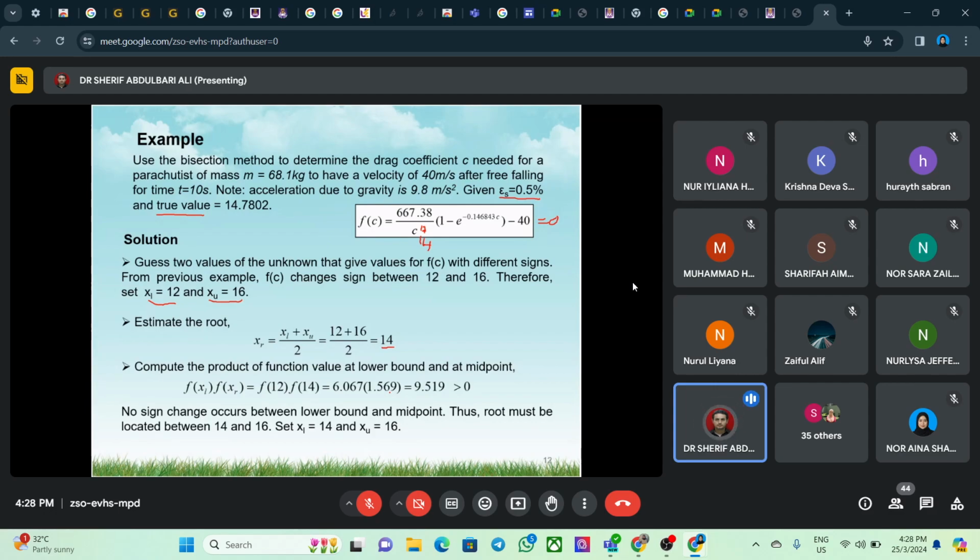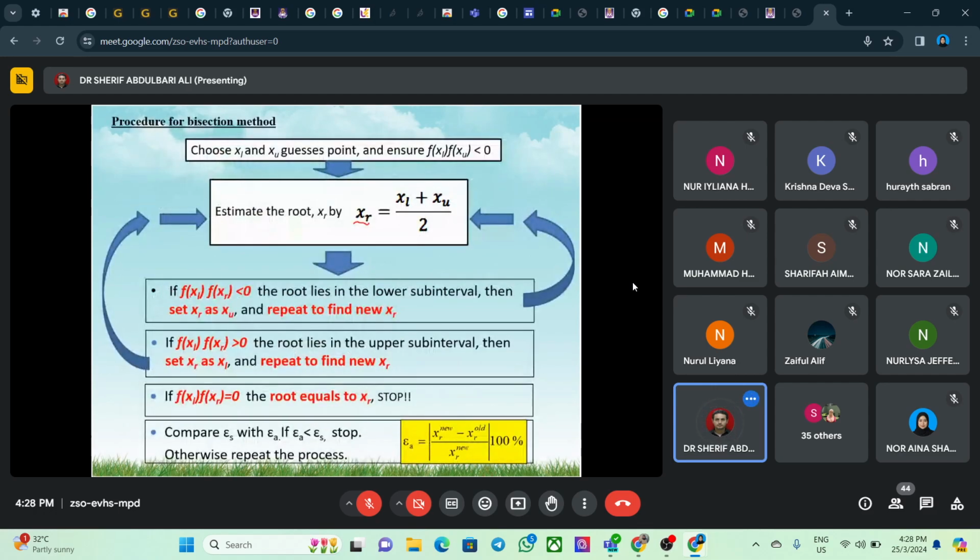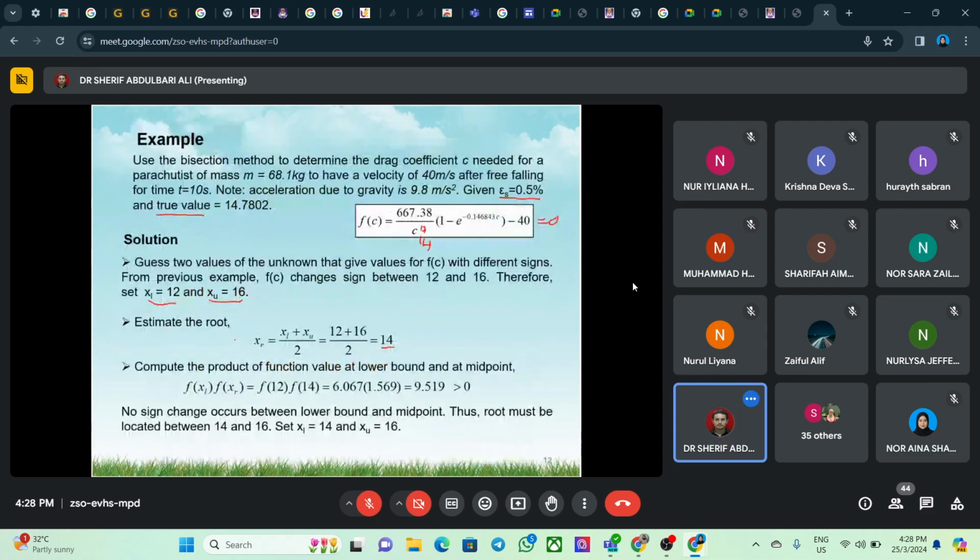Okay, so now you have these two values, and you are going to multiply them together. Remember that we need to check if the function of x lower times the function of xr is greater or less than 0. In my case, the function of 12 times the function of 13, I get the answer 9.519. So this value here is greater than 0.